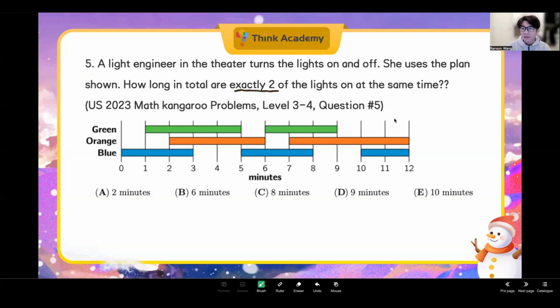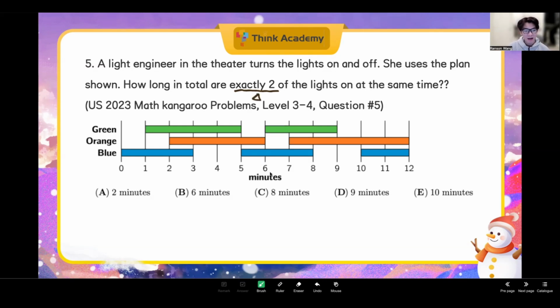Here, the most important thing for us is to read this question carefully and understand what this question is really asking about. It's asking for exactly two of the lights on at the same time. Does that include three of the lights on at the same time? No, of course not, because I only want exactly two. No more, no less.